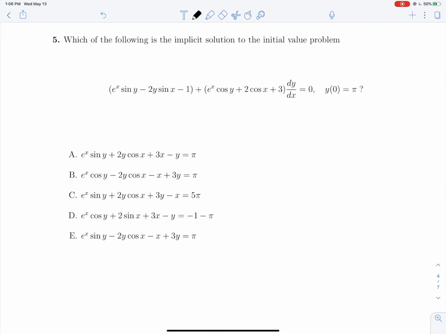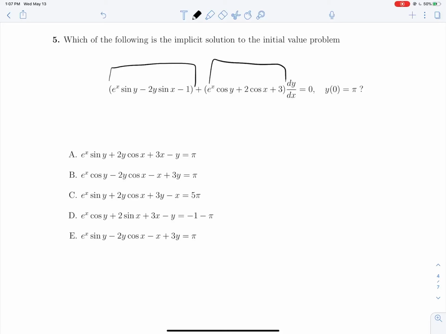Question 5: which of the following is the implicit solution to this initial value problem here? Whenever you're seeing some really big terms like this, especially if they're parenthesized off, and one of them is attached to dy/dx, the other one isn't, and it's all equal to 0, especially when we see a big implicit function of y and x on the left side and then a constant on the right, you should be thinking, okay, this is an exact equation.